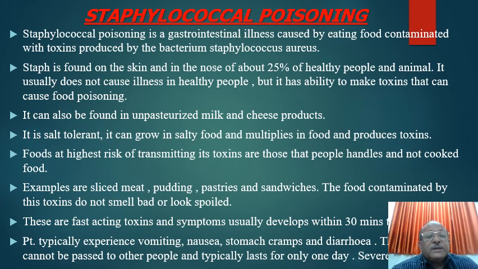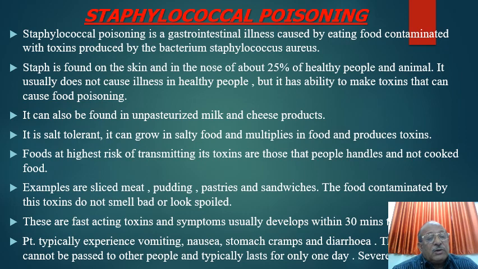Next to discuss is staphylococcal poisoning. Staphylococcal poisoning is a gastrointestinal illness caused by eating food contaminated with toxins produced by the bacterium Staphylococcus aureus. Staph is found on the skin and in the nose of about 25% of healthy people and animals. It usually does not cause illness in healthy people, but it has the ability to make toxins that can cause food poisoning. It can also be found in unpasteurized milk and cheese products.